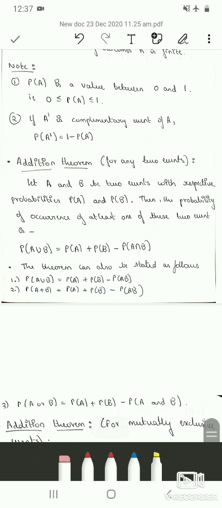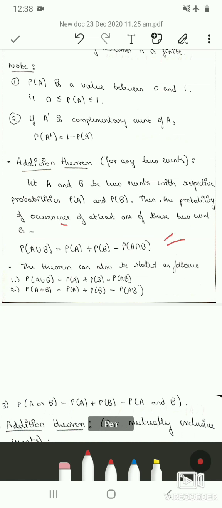The next important concept is the addition theorem for any two events. Let A and B be two events with respective probabilities P(A) and P(B). Then the probability of occurrence of at least one of these two events, which is the union, is given by the addition theorem: probability of A union B is equal to probability of A plus probability of B minus probability of A intersection B. So this is the addition theorem for any two events.